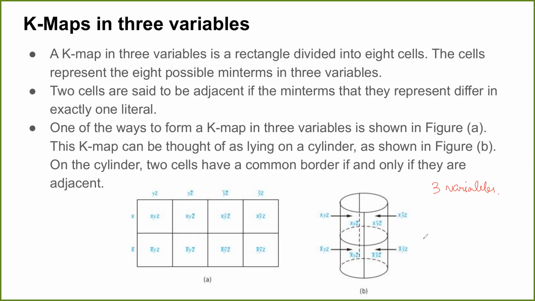Three variables, all possible combinations of three variables. So you have six literals: x, x bar, y, y bar, z, z bar. But what are all the possible combinations? There are eight combinations. As a result, the Karnaugh map has these eight cells. So you pick one of the variables on this y-axis, x, x bar, and you write all possible combinations of the other two variables on the other side.